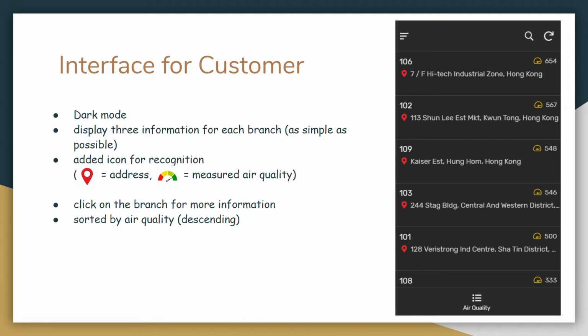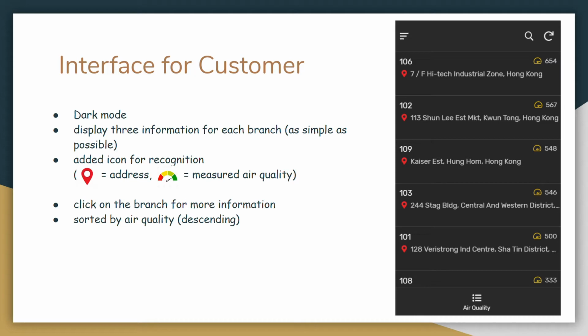For the interface for customers, it is in dark mode and it displays the information for each branch as simple as possible. And we have added icons for recognition. For example, the location pin represents the address of the branch and the meter icon represents the measured air quality. And the user could click on the branch for more information.